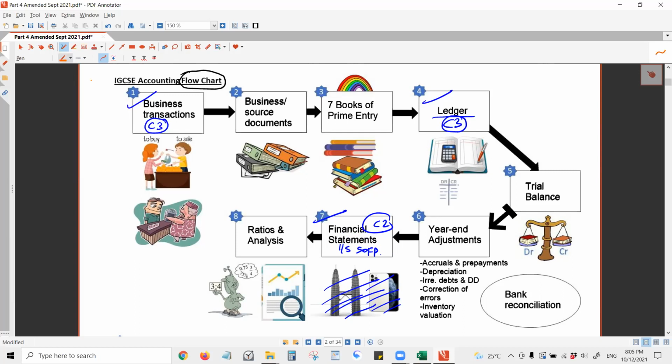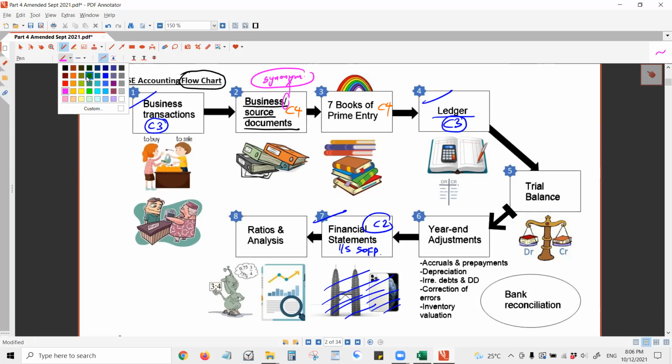And for chapter 4, we are going to focus on step 2 and 3. So step 2, you have the business document, or you call it source document. Still remember, whenever you see the slash, it indicates synonym. So you can call them business documents, or you call them source documents.